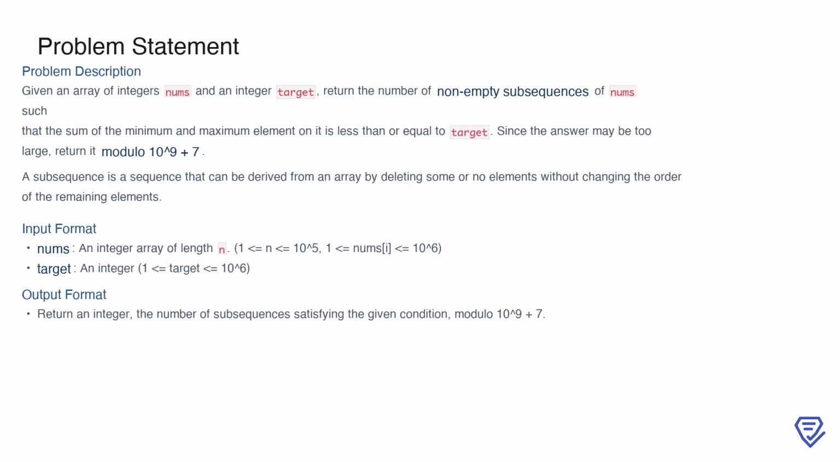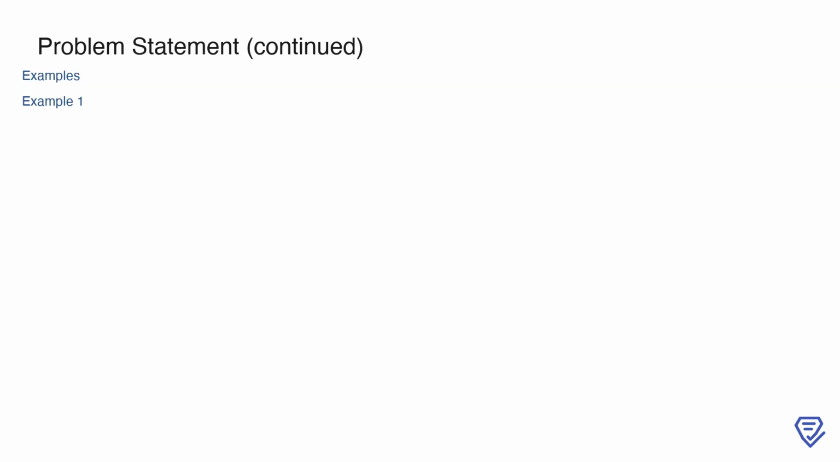Since the result could be very large, you need to return the answer modulo 10 to the power of 9 plus 7. Now, a subsequence is any sequence that can be derived from the array by removing some or no elements, without changing the order of the remaining elements. For instance, in an array [3, 5, 6], [3], [5], [6], and [3, 5, 6] are all valid subsequences. The output is the total count of valid subsequences that meet the condition, returned modulo 10 to the power of 9 plus 7.